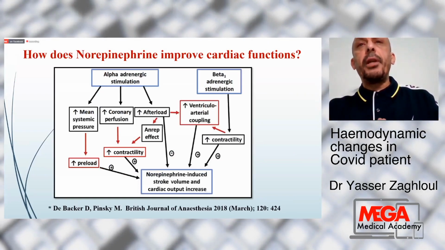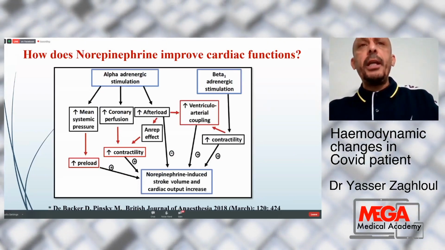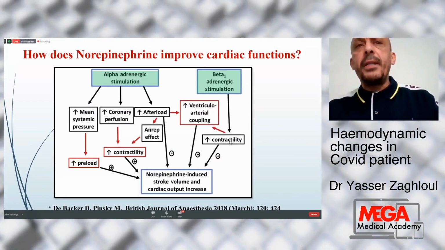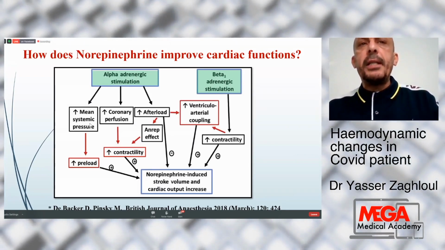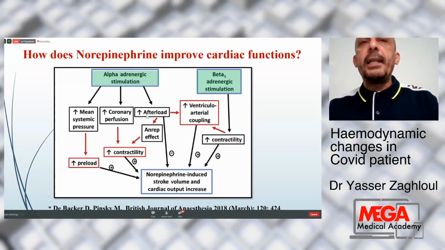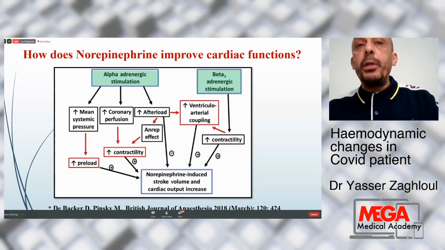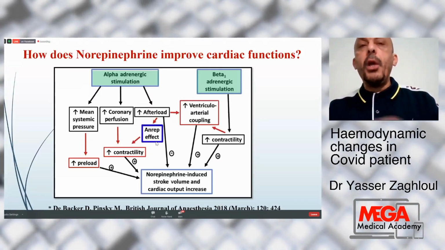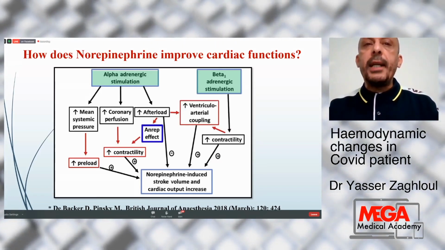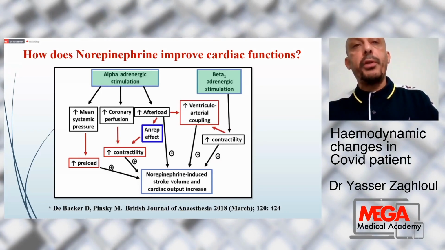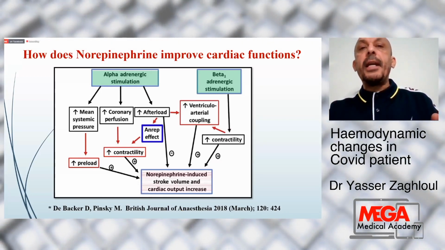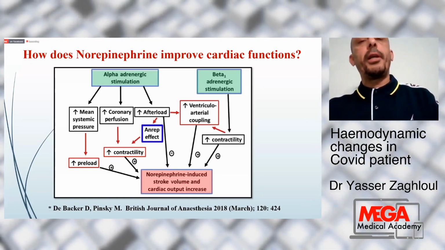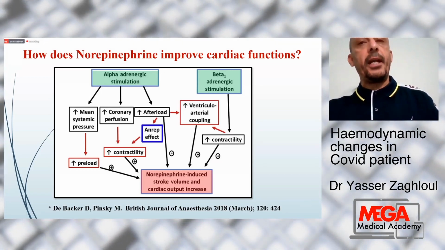Why are we using nor-epi in most of our patients? Actually it has strong alpha stimulation and weak beta stimulation. Beta stimulation increases the contractility. Alpha stimulation increases MAP, increases coronary perfusion, and increases afterload. This increase of afterload increases the contractility within about 10 to 15 minutes, and this is named the Anrep effect. So the Anrep effect means increased contractility secondary to the increased afterload or systemic vascular resistance. And the end result is increased stroke volume and increased cardiac output. That's why we like nor-epi in most types of shock as first line of therapy.